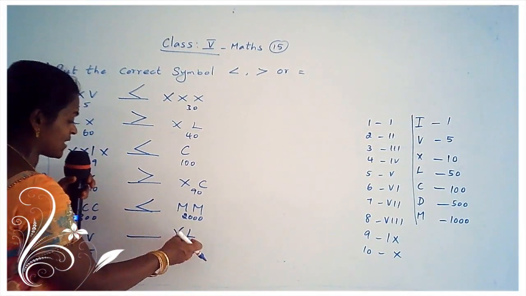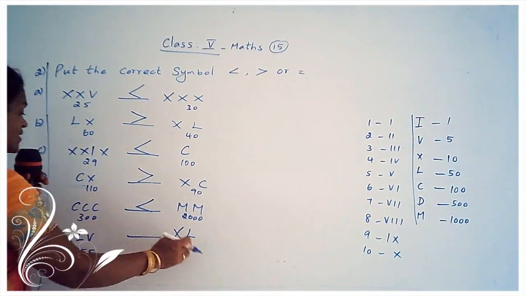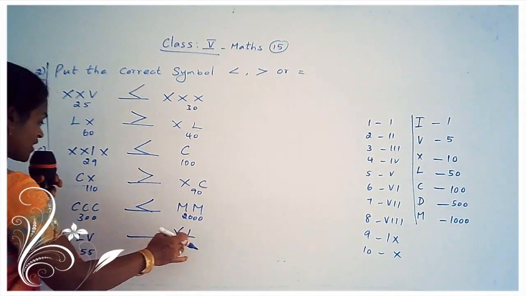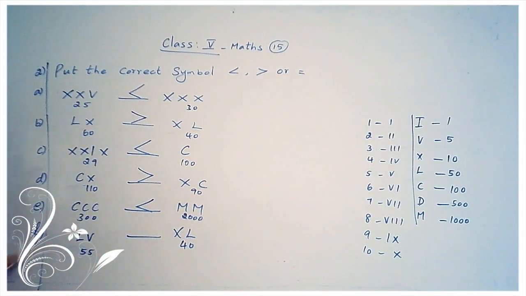Yes. Here X is written before the large number. L stands for 50. X stands for 10. So it is to be subtracted. Okay. So 50 minus 10 is equal to 40. So XL stands for 40.